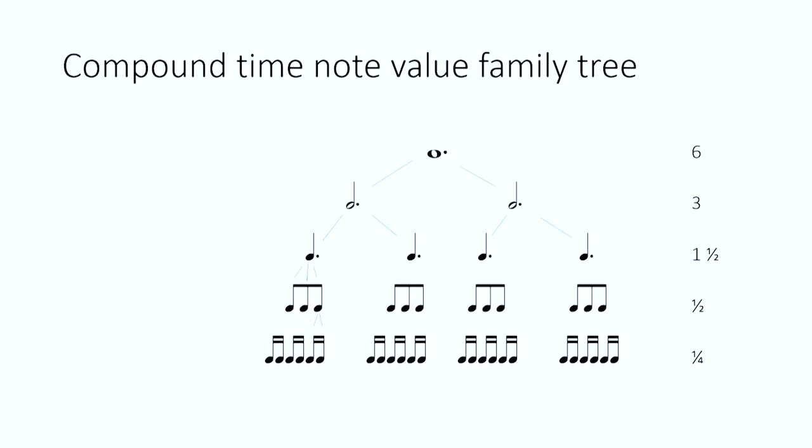And if you look down at the 4th line where there are quavers, you'll see that each quaver divides into 2 semiquavers. So it's only the middle line, the crotchet line, that actually divides into 3. All of the other lines are still divisible by 2. So dotted crotchets divide into 3 quavers, but all of the others can still divide into 2. This is called the compound time note value family tree.